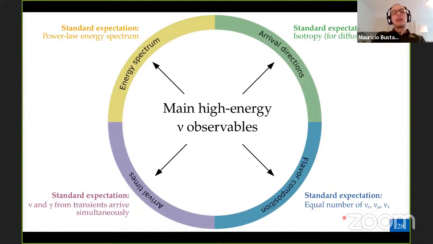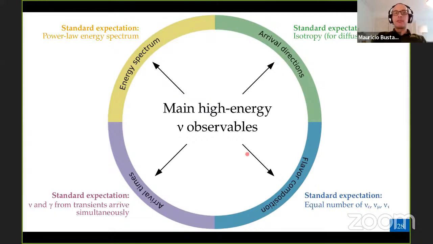Third, flavor composition. Remember I said that we expect an equal number of electron, muon, and tau neutrinos by the time that the neutrinos reach Earth. If we see a deviation from that, it can be telling us something we didn't expect. And finally, the arrival times. That's mainly for transient astrophysical phenomena. If you have a burst of neutrinos and gamma rays emitted at the same time, you expect neutrinos and gamma rays to arrive at us also roughly at the same time. If they are very different in their arrival times, it can be telling us something about how neutrinos and photons are produced in different parts of the source, or something else. They may be propagated differently.